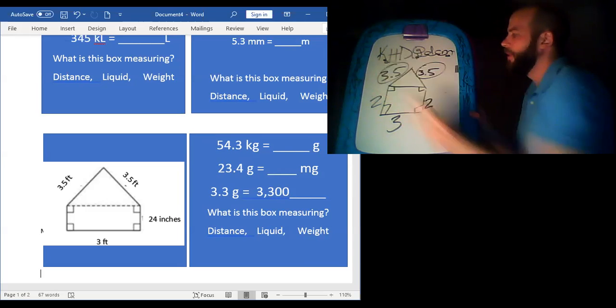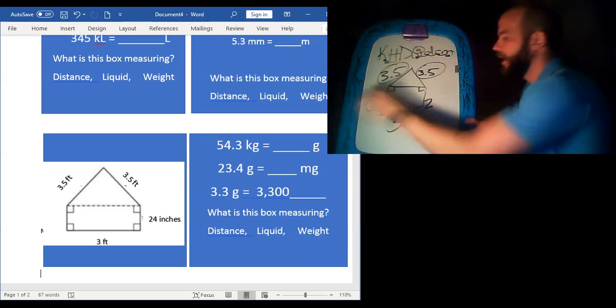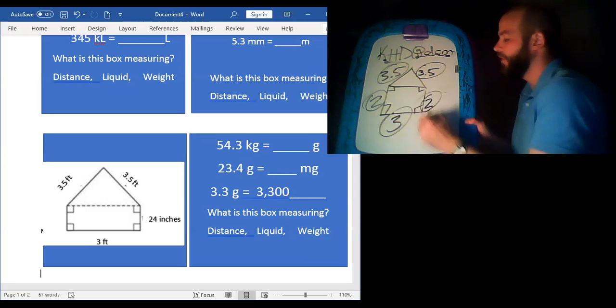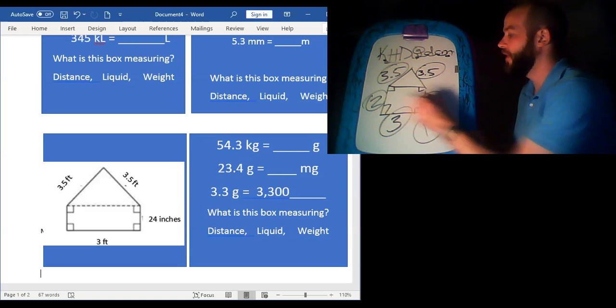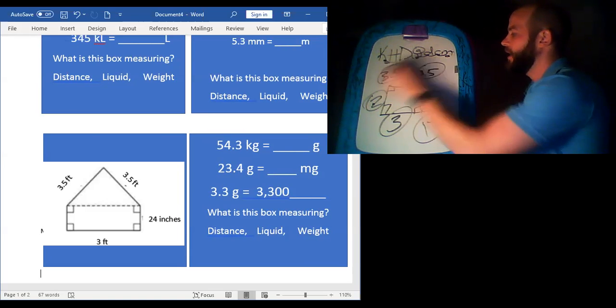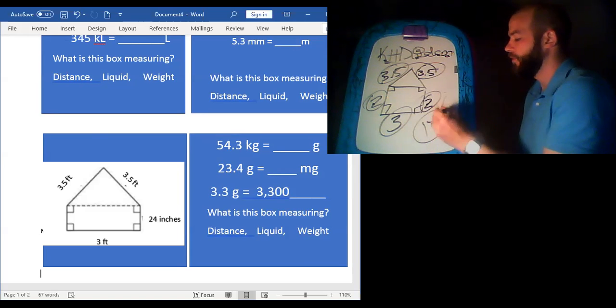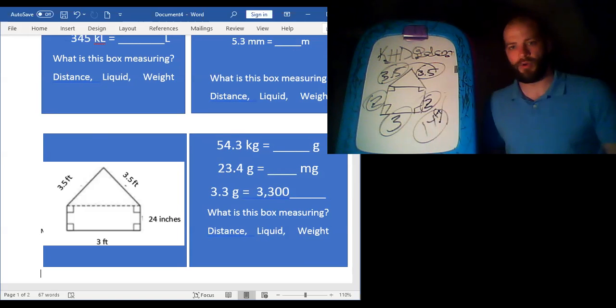Perimeter's adding them up. So 7, 8, 9, 10, 11, 12, 13, 14. And I always double check my work. 3, 4, 5, 6, 7, 8, 9, 10, 11, 12, 13, 14. And 14 checks out. Cool? All right.